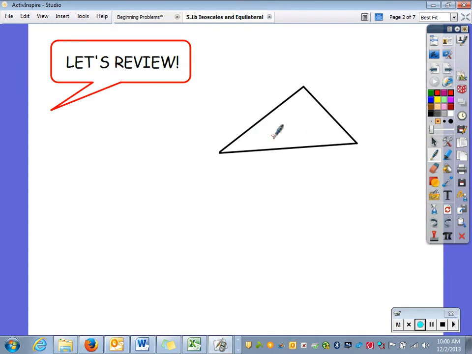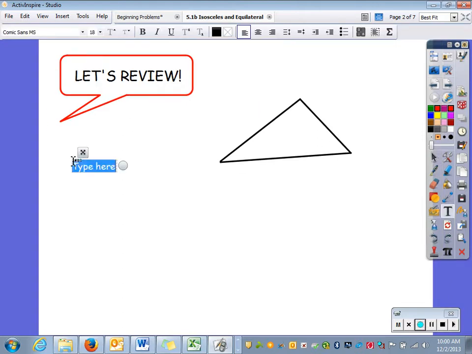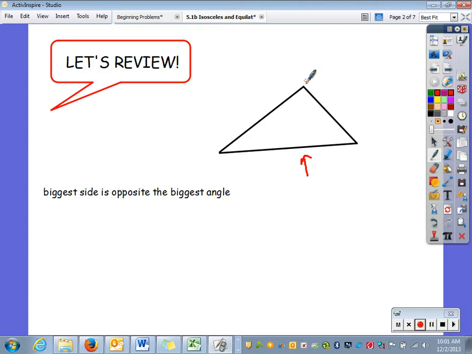So let's review. You learned in that activity that the biggest side is opposite the biggest angle. If we look, here is my biggest side, which means this is my biggest angle. And if we have our smallest angle, which is here, that makes this the smallest side.